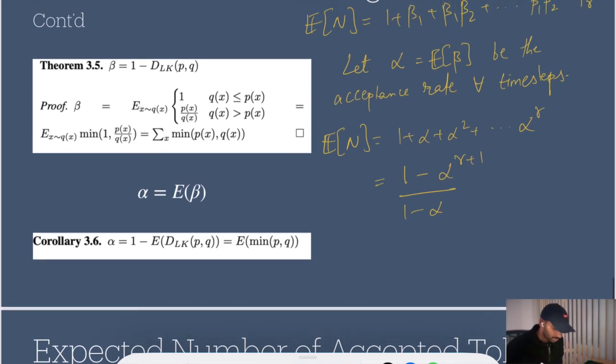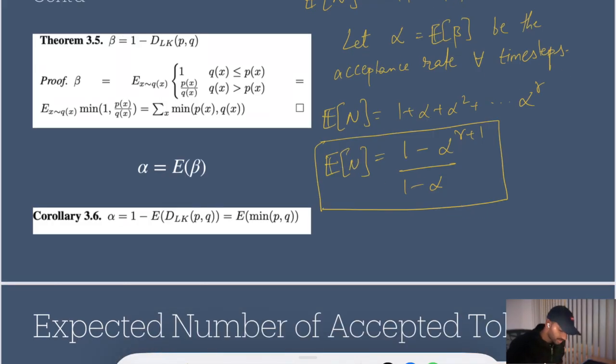Okay, so this is the expected number of tokens. We can see that the denominator, so alpha is a value between 0 and 1, right? It's an expected value of beta, which itself is a value between 0 and 1. So alpha is going to be between 0 and 1. Any power of alpha is going to be smaller than itself. So the numerator is always going to be smaller than the denominator, and the expected number of tokens is always going to be greater than or equal to 1.